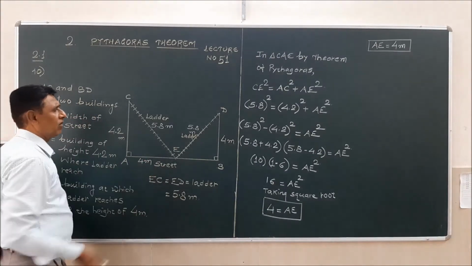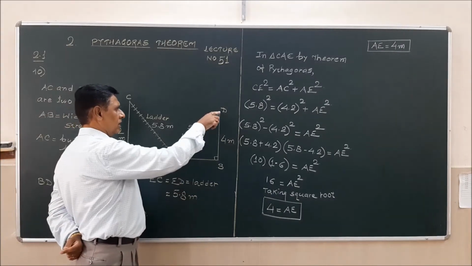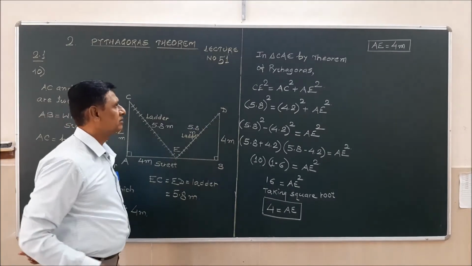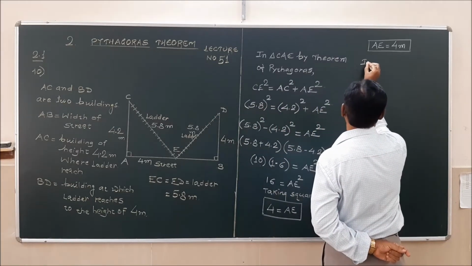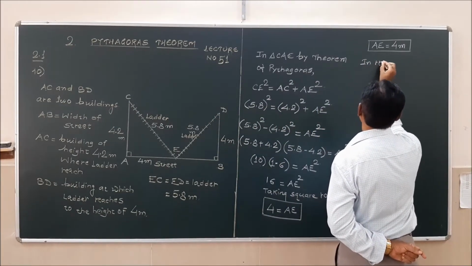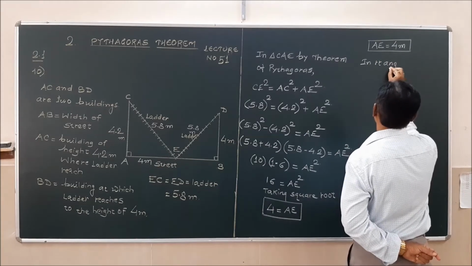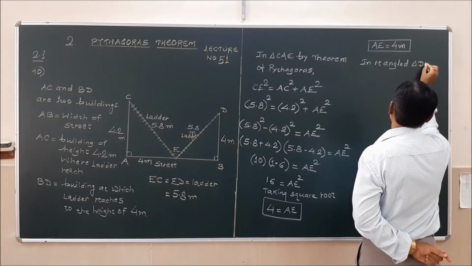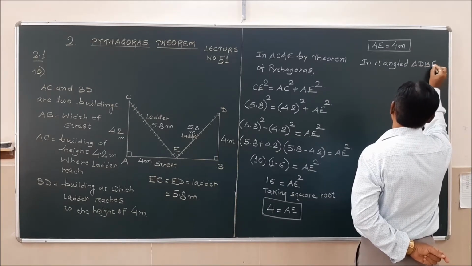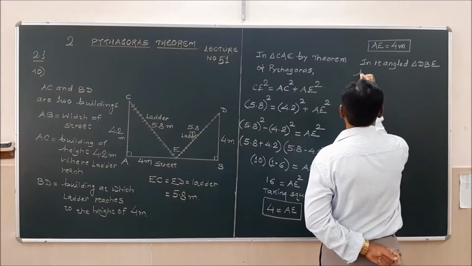So in the same way, on the right hand side now, in right angle triangle DPE, in a right angle triangle DPE, what I have to find from this?